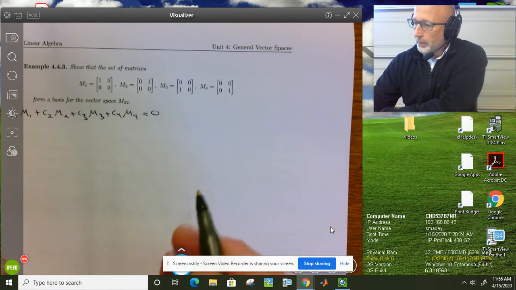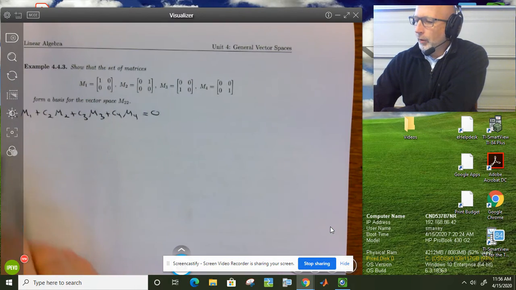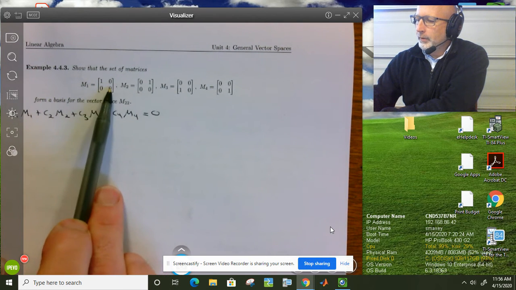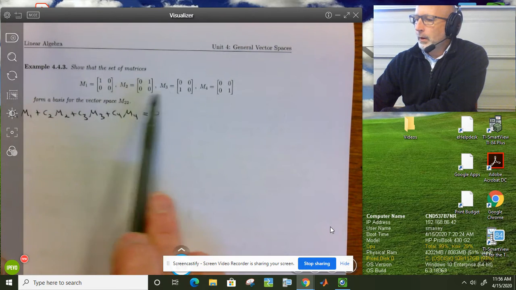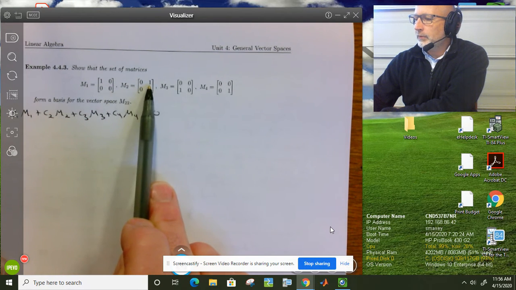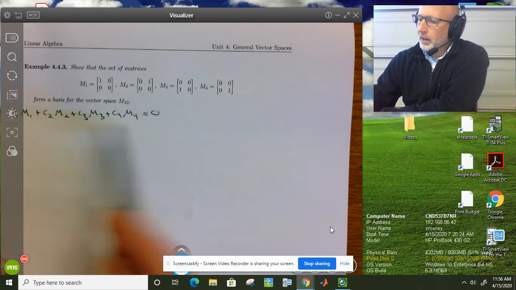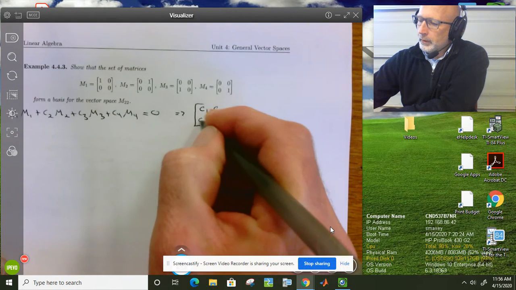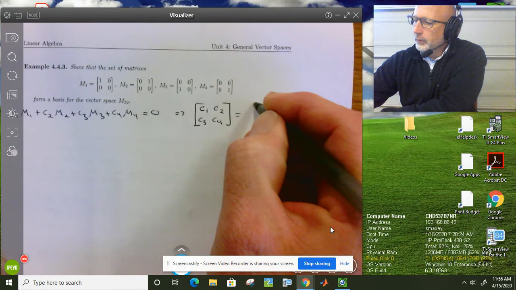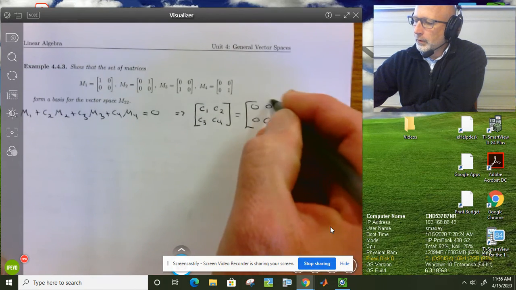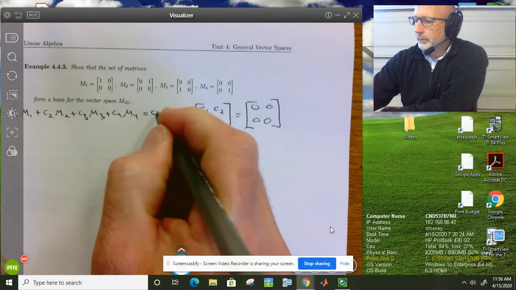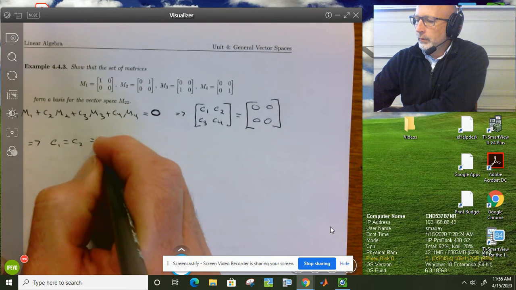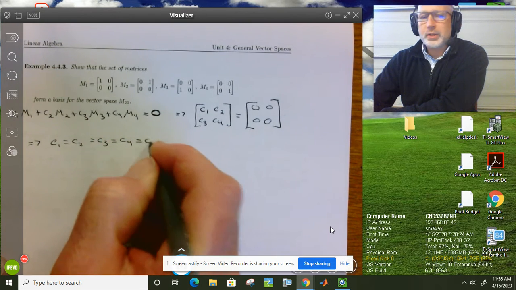Okay, so in doing so, hopefully you can see this. If I take c1 times M1 and multiply it in here, it's going to be c1 and everything else is going to be zeros. When I take c2 times M2, that's going to become c2, but everything else is going to become zeros. So when I reduce this, this is going to give me c1, c2, c3, c4 equal to 0, 0, 0, 0, because that is the zero matrix. Okay, so what does that imply? That implies c1 is equal to c2 is equal to c3 is equal to c4, which is equal to 0.